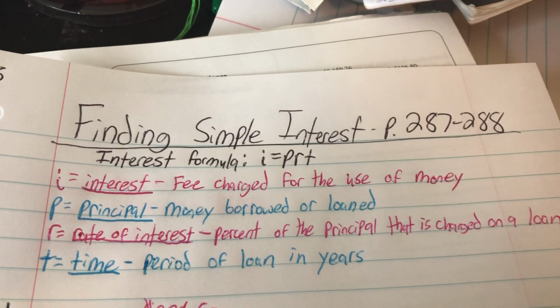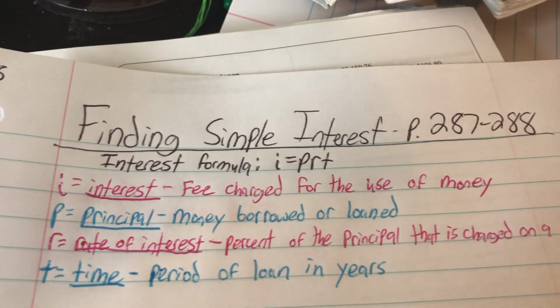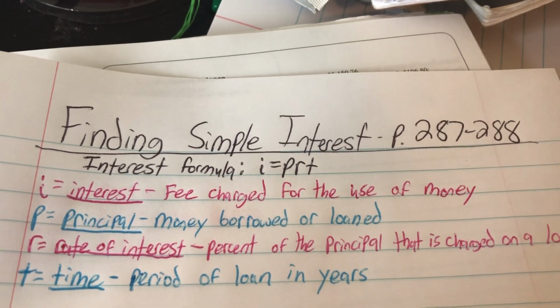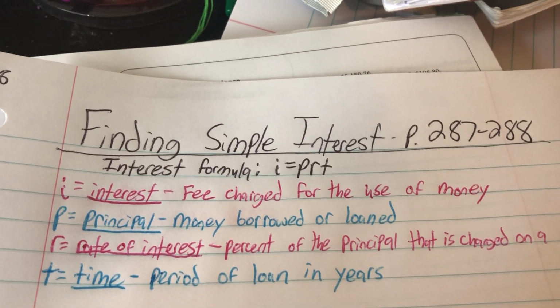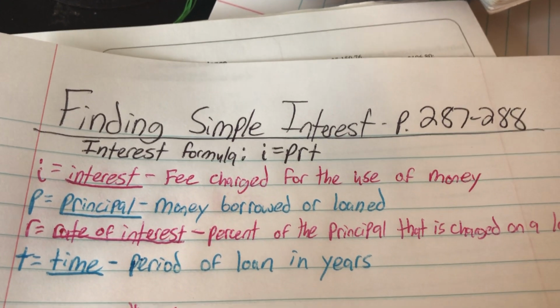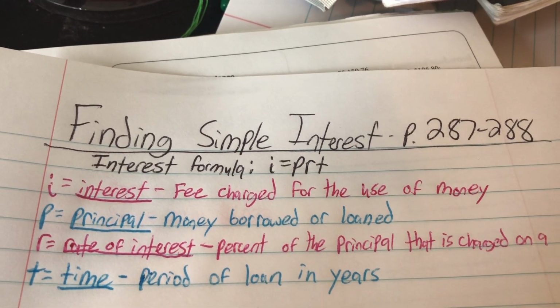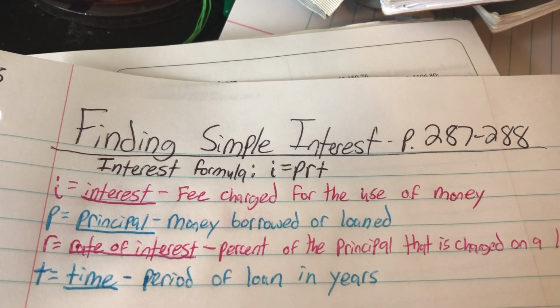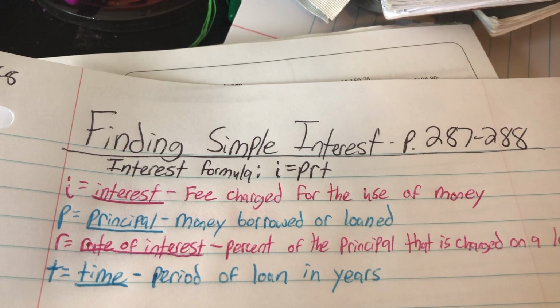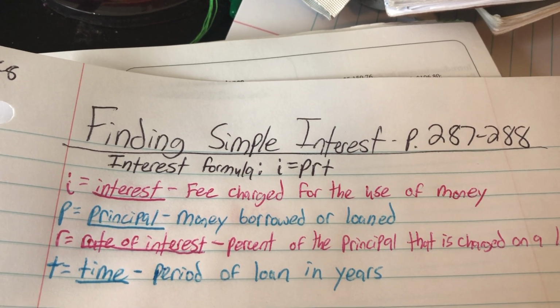So interest has this formula of I equals PRT, and you're multiplying that P times the R times the T. That's why they're all right next to each other like that. I stands for interest, which is the fee charged for the use of money. So if you borrow money from a bank or from the government or from just an individual person, they're going to charge you interest for letting you use that money.